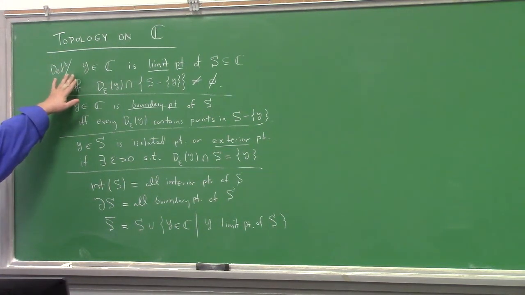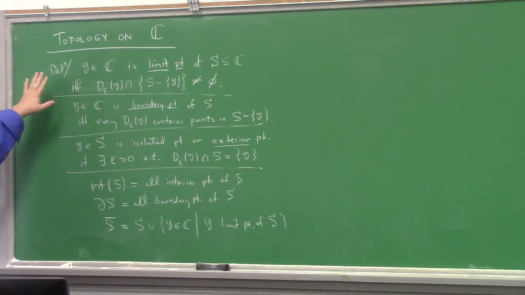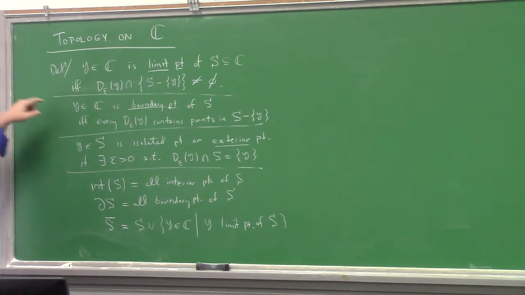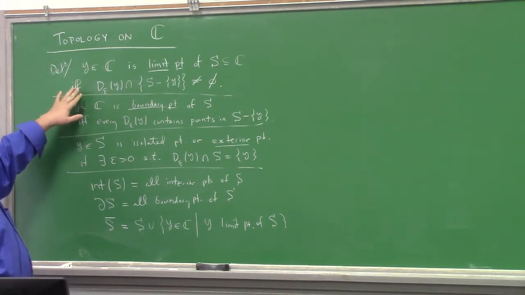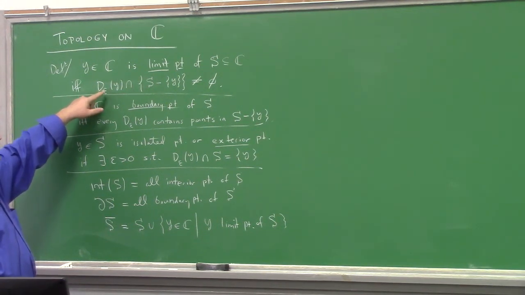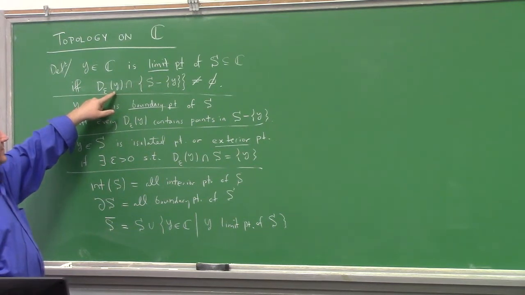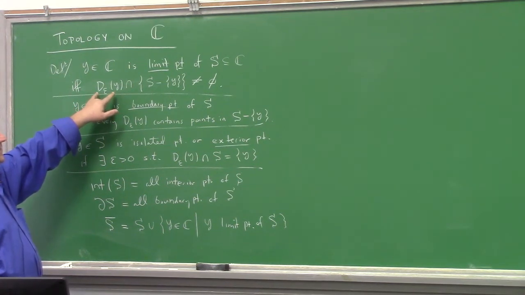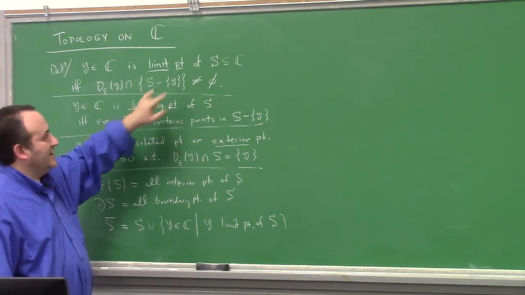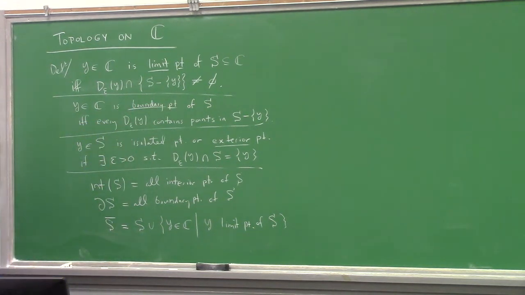If we have a subset of the complex numbers called S, and y is an element of the complex numbers, notice that y is not necessarily in S. Well, y is called a limit point of the set S if the ball of radius epsilon centered at y, the disk of radius epsilon centered at y, intersected with everything not including y in S is non-empty. S is a set of complex numbers.